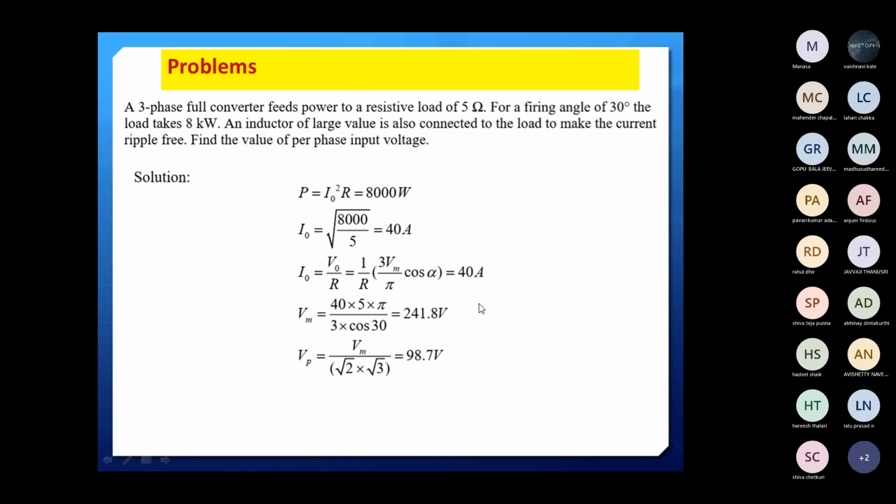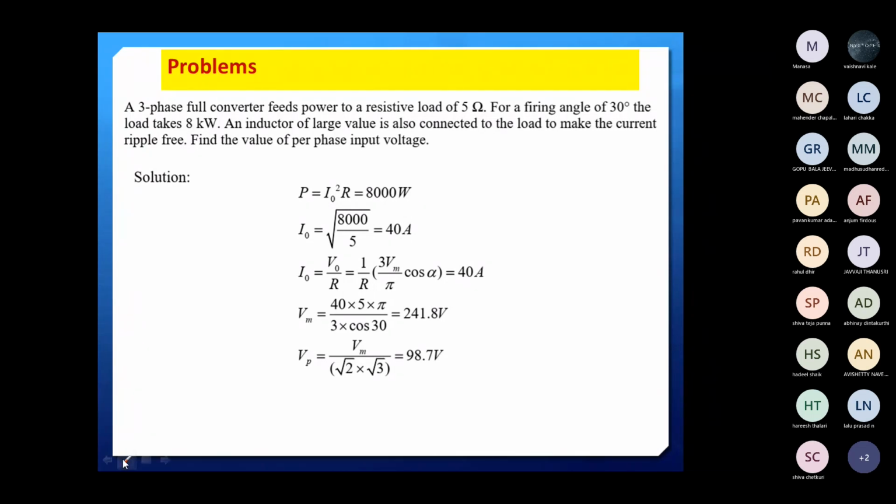And now 3-phase problems. A 3-phase full converter feeds power to a resistive load of 5 ohms for a firing angle of 30 degrees. So the load takes 8 kilowatts. An inductor of large value is also connected to the load, that means it is an RL load, to make the current ripple free, that is a continuous current. If it is ripple free, they mention there is a large inductor, obviously it is a continuous current mode of operation. Find the value of per phase input voltage.